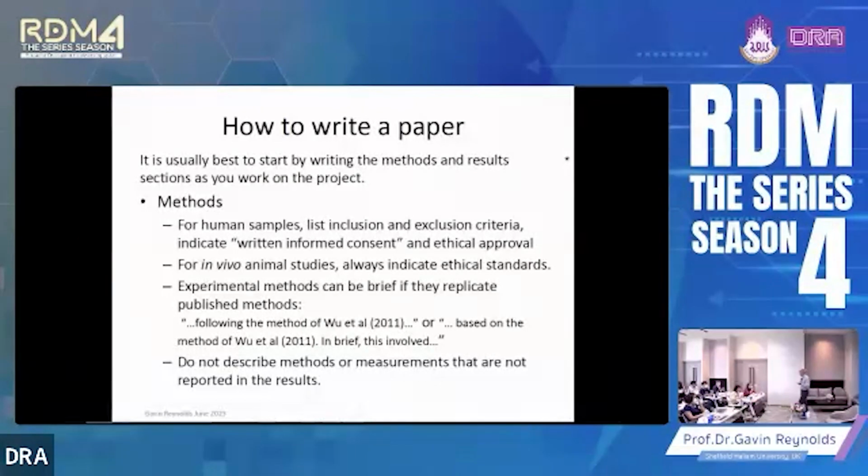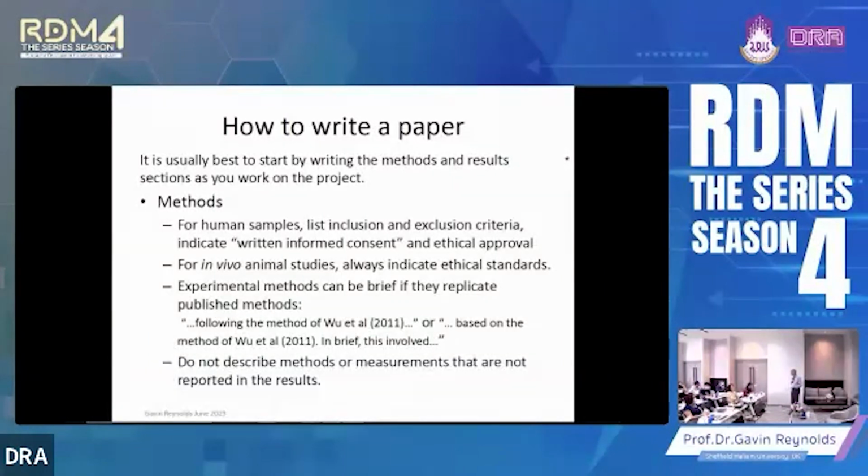Now, methods are easy, it's fairly straightforward. You probably start writing the methods two or three years before you publish the paper, because that's part of the research. So it's usually best to start writing methods and results sections as you work on the project. Remember, for human samples, you have to have informed consent, ethical approvals, same ethical approval for animal studies. Experimental methods can be brief if they refer to other published methods.